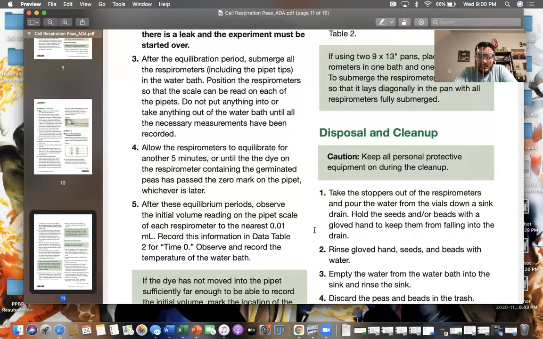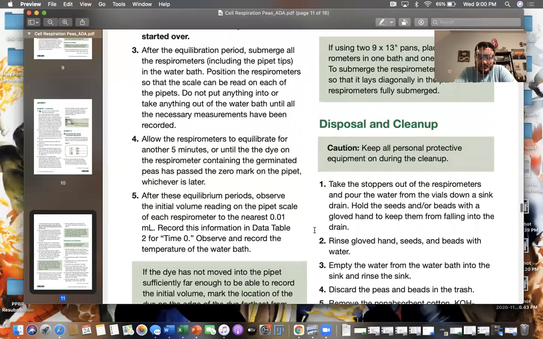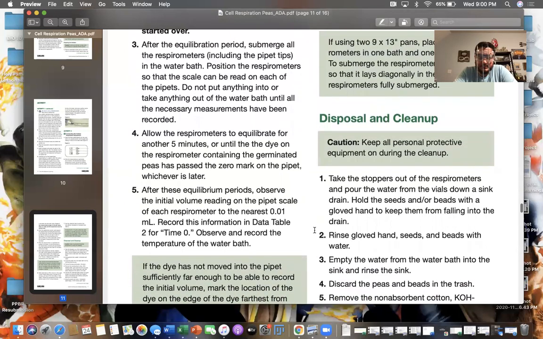Allow the respirometers to equilibrate for another 5 minutes or until the dye on the respirometers containing the germinated peas has passed the 0 mark on the pipette, whichever is later. All right, yeah. After these equilibrium periods, observe the initial volume reading on the pipette scale.